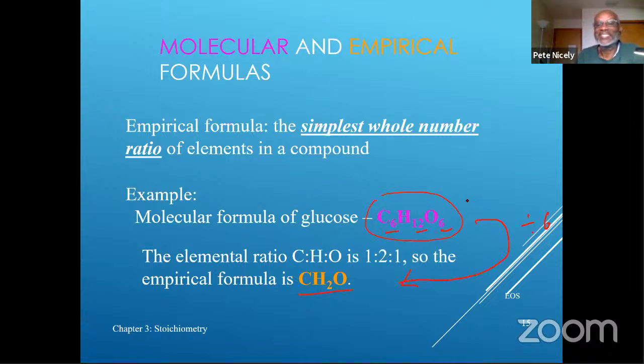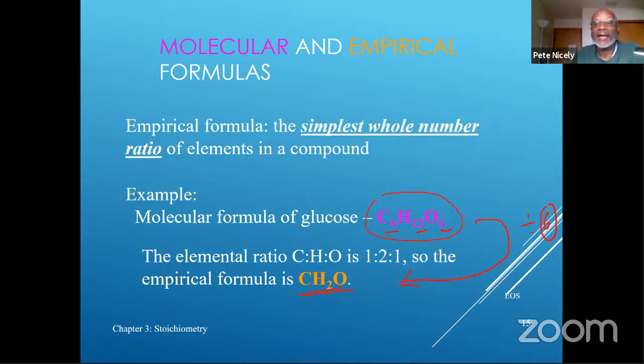So it's very easy to get from the molecular formula to the empirical formula. Now, it's more difficult to get from the empirical formula to the molecular formula because you would have to get some information to know what you'll multiply the empirical formula by to get to the molecular formula. So we're going to see some examples of that in this chapter.